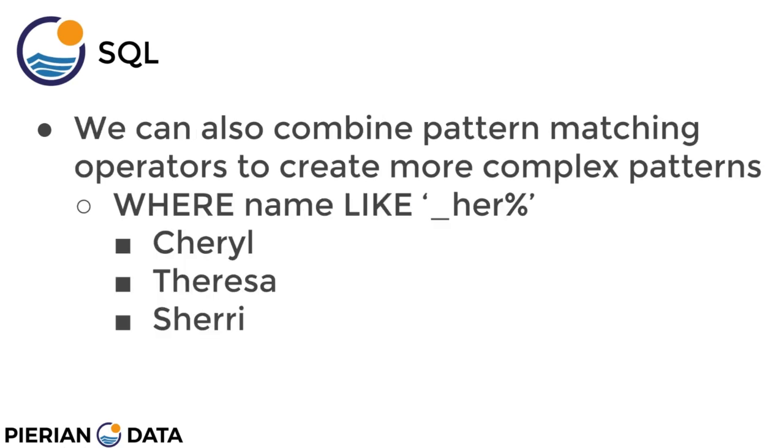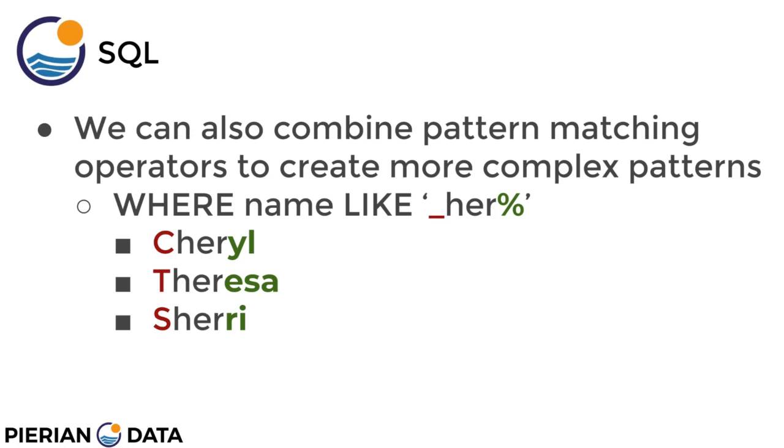Now what's nice about this is then we can begin to combine pattern matching operators to create more complex patterns. So take a look at this example where we say where name LIKE and then '_her%'. So if we think about what this is actually asking for, and we've color coded it here, a single wildcard space for the first letter. And then after her, any sequence or any number of characters can occur.